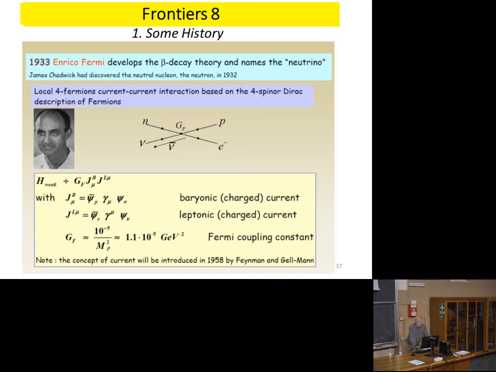And this was the concept that was introduced until we introduced what we call currents, which was years later by Feynman and Gell-Mann. So this was the scheme by which weak interactions were studied and interpreted from the 1930s until the 1950s.